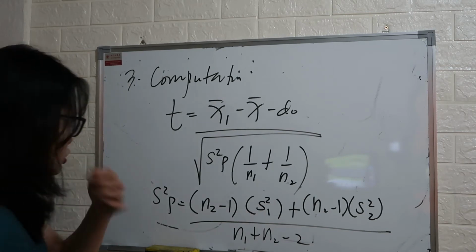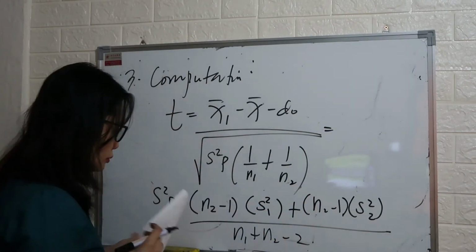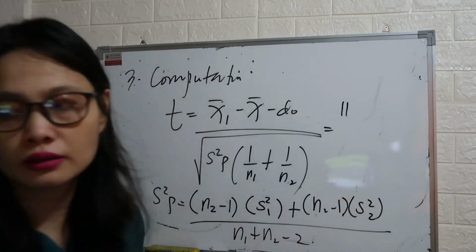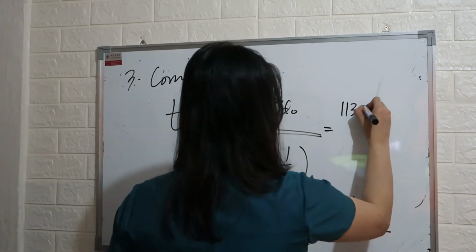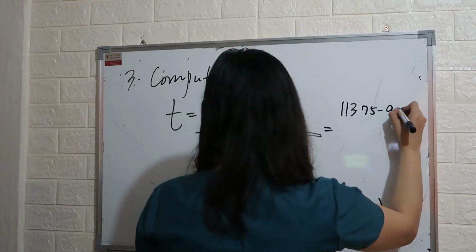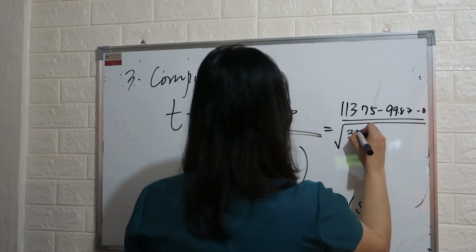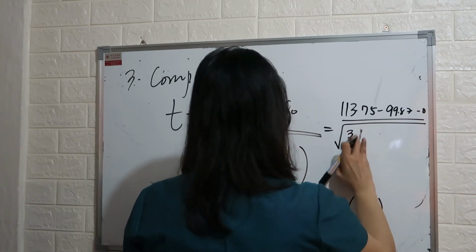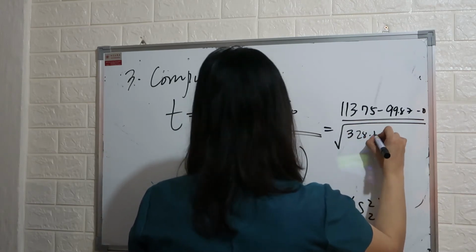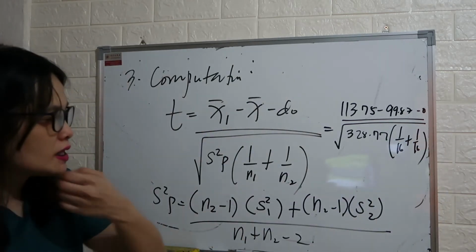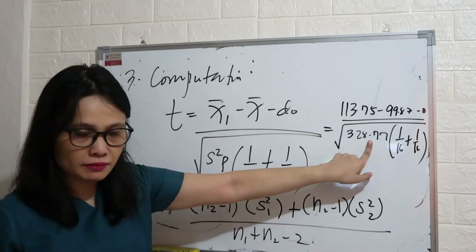Okay. So just substitute. For the t value, you have 113.75 minus 99.87 minus 0 over the square root of 328.77 multiplied by 1 over 16 plus 1 over 16. The question is, Miss, how do you get 328.77?